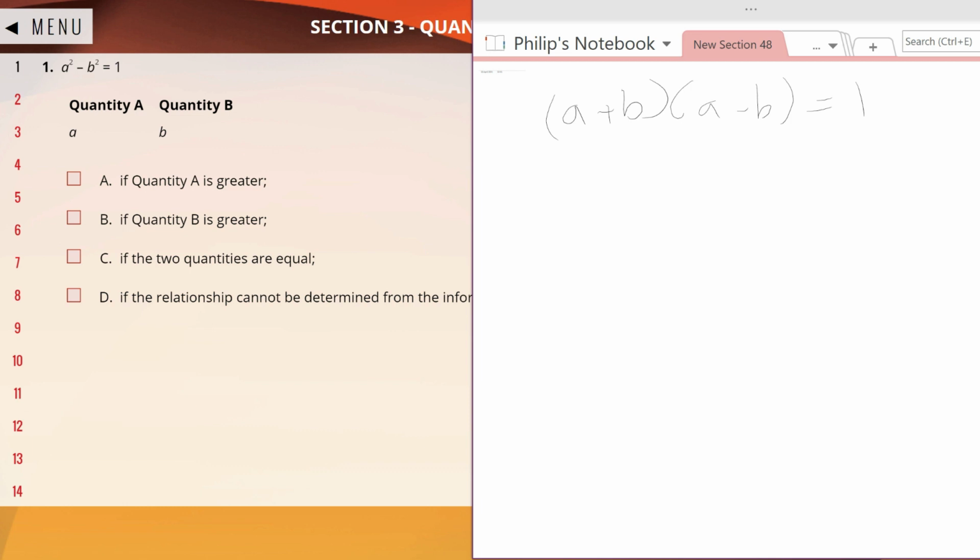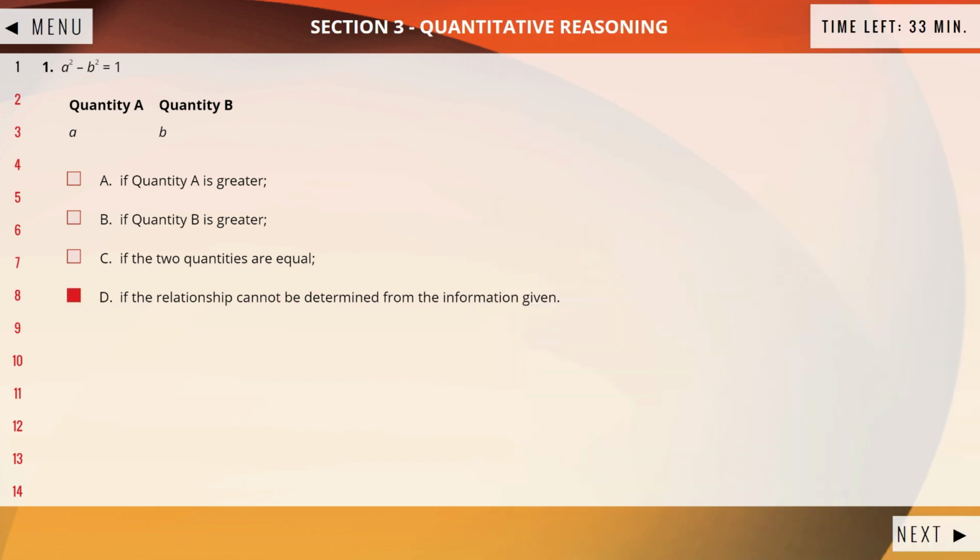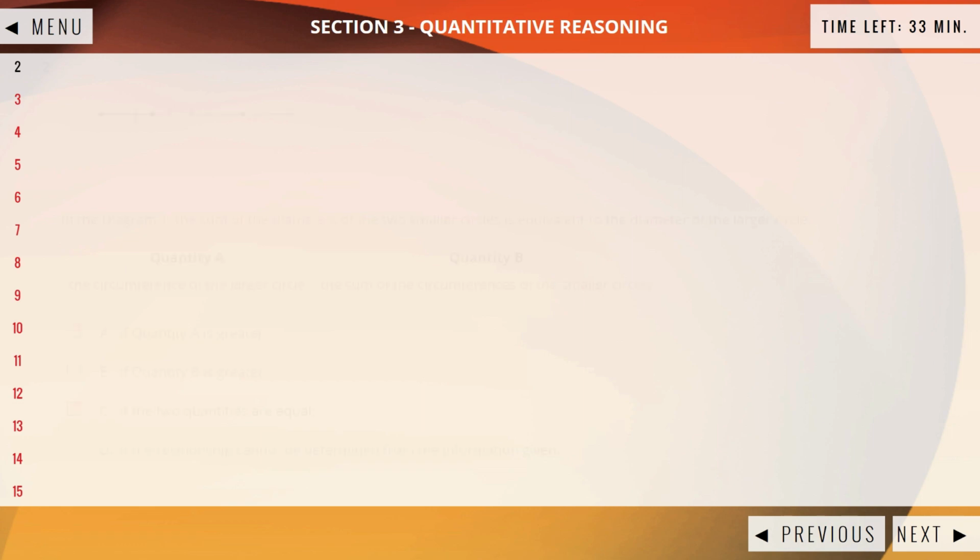Now, it would seem that a is a bigger number, but it could be negative or positive, right? So for example, a could be square root of 2 and b could be 1. So when you square the square root of 2, you get 2. 2 minus 1 equals 1. But a could also be minus the square root of 2. So even though it looks like a would be bigger, because the difference between a squared and b squared is 1, a could be a bigger negative. And so we actually don't know the relationship. Always think about negative numbers.